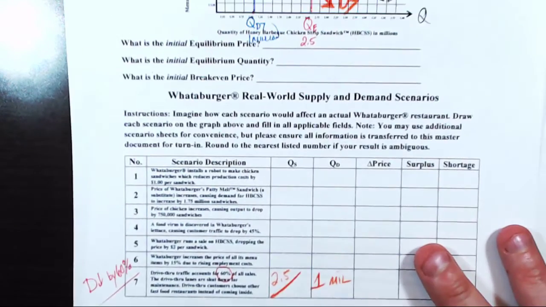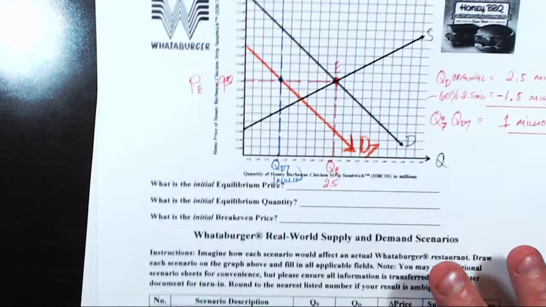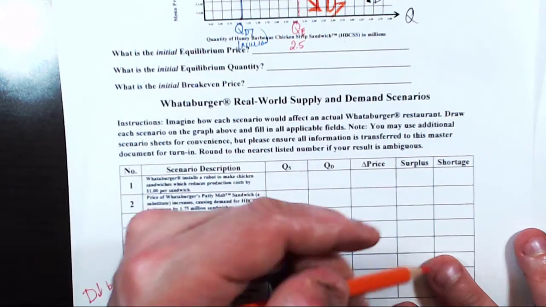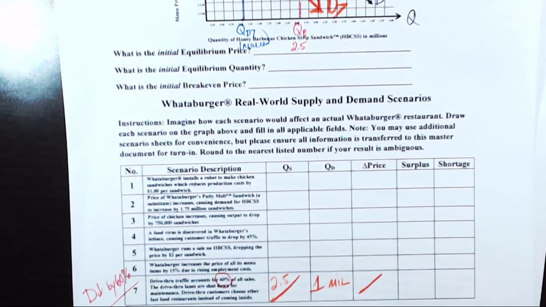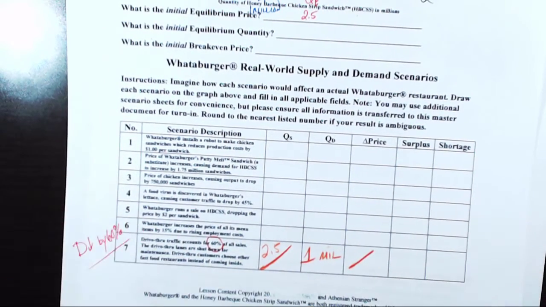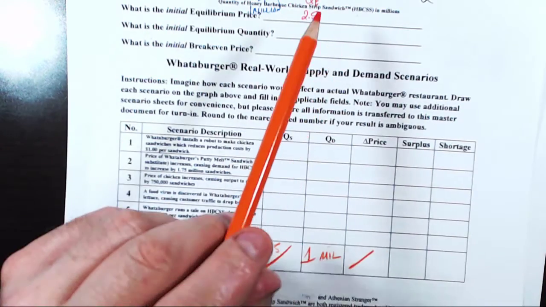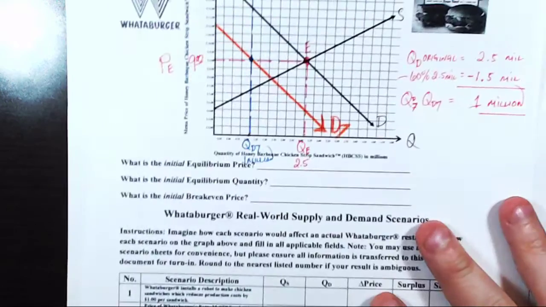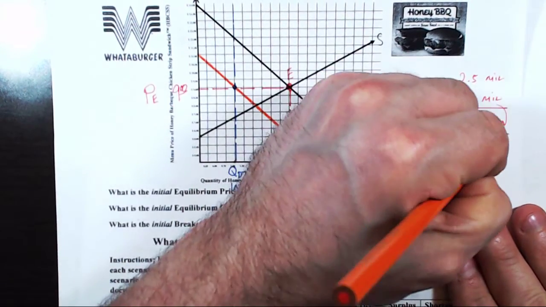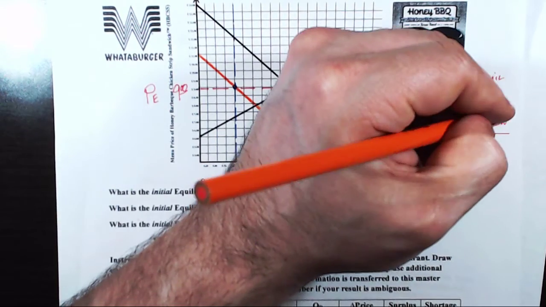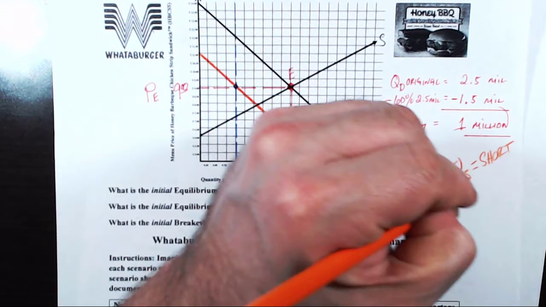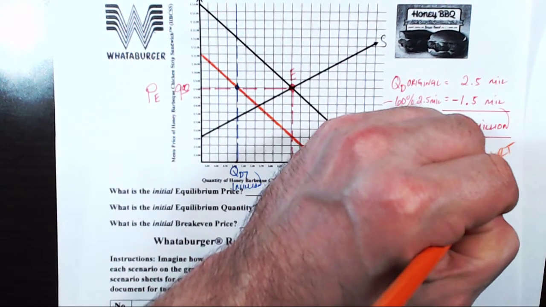Question: did price change? No, price did not change. So go down here and mark through. We don't have a change in price. Okay, now we're back to our surplus shortage situation. Do we have a surplus or a shortage? Well, for one last time, if quantity demanded is greater than quantity supplied, that's a shortage. If quantity demanded is less than quantity supplied, that's a surplus.